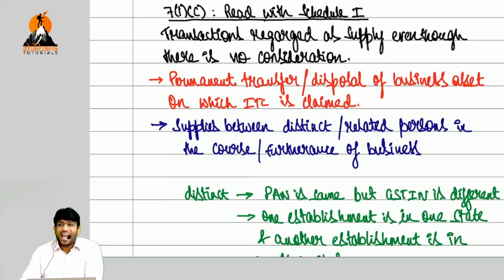Tell me guys, out of love and affection, I gave a necklace to her. Is there a consideration? No. Are we related persons? Yes. Is it a supply? Speak out. No. Why? Very good. It is not a supply because it is not in the course or furtherance of business. Getting the point, everybody? Next case scenario 2.